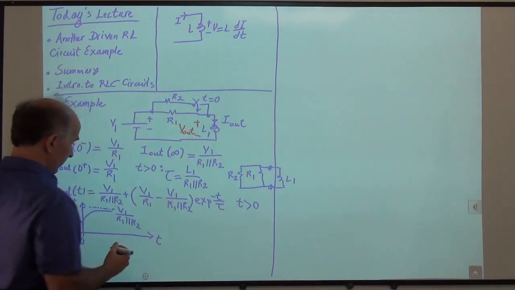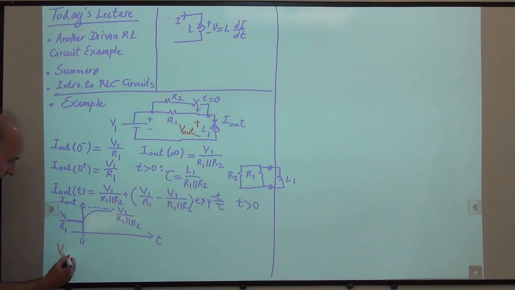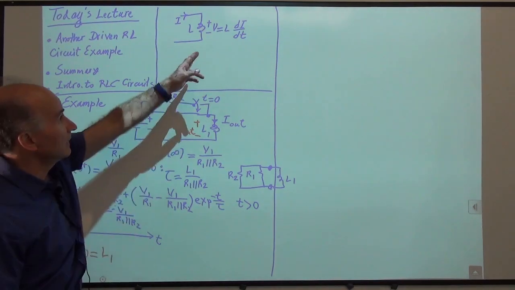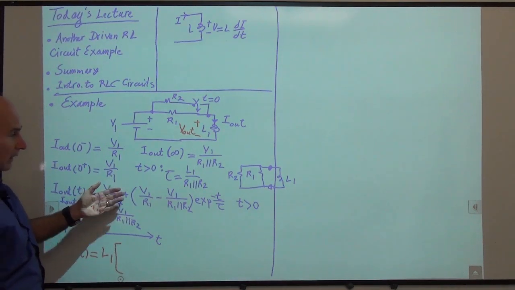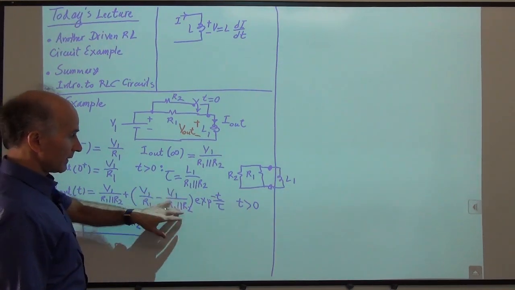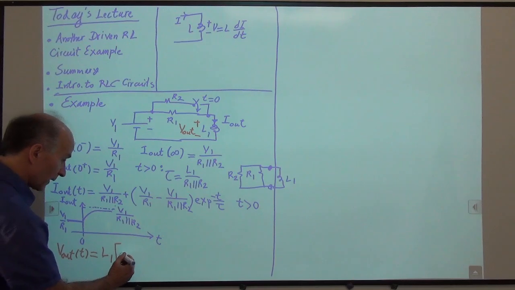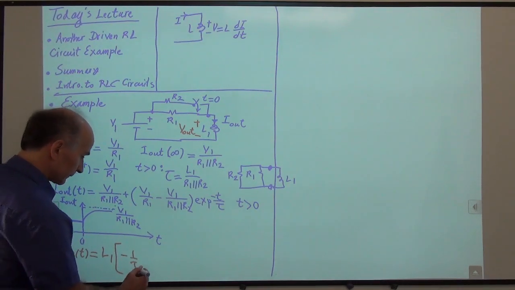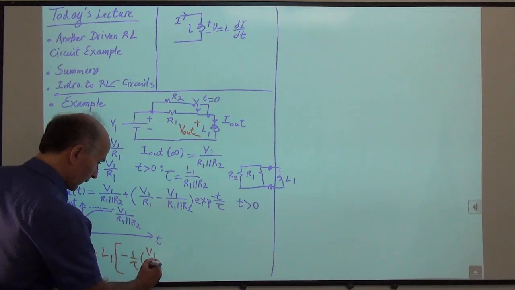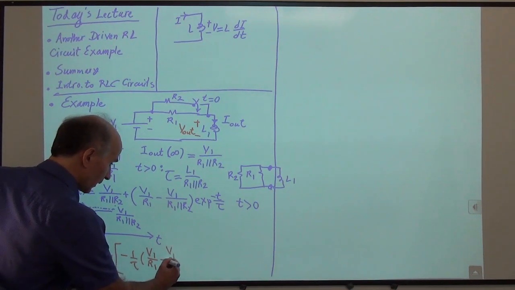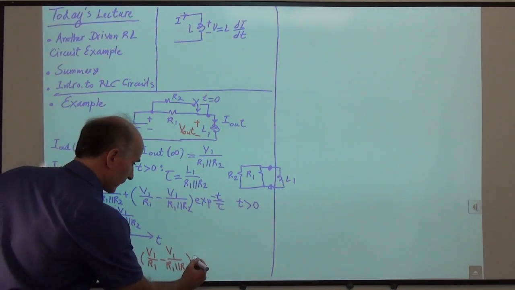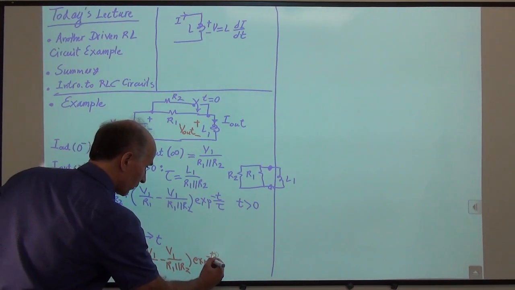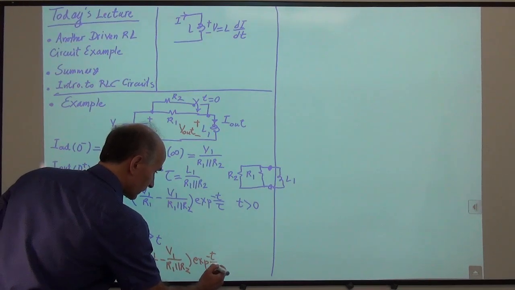So we say V out of t is equal to L1, the inductance, times the derivative of the current with respect to time. So the derivative of this is zero. We have this, the constant, times the derivative of this. So that will give us minus 1 over tau, and then we have V1 over R1 minus V1 over R1 in parallel with R2, and then we have exp of minus t over tau.